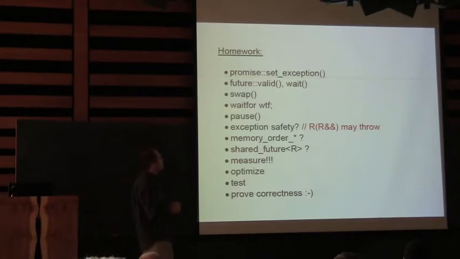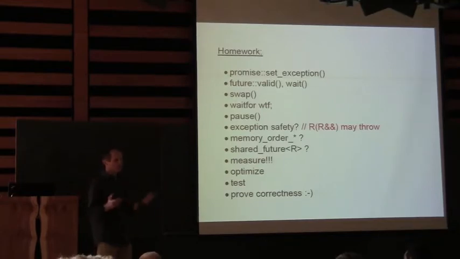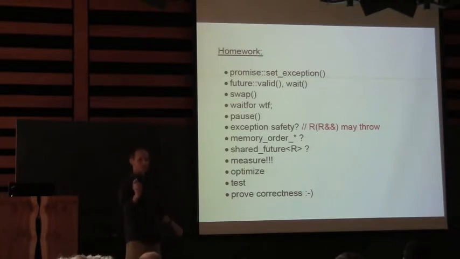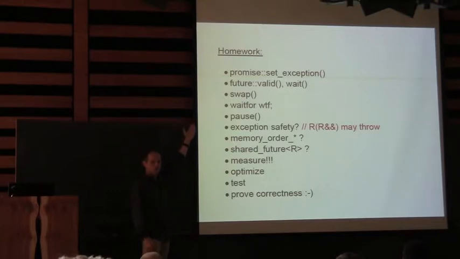So for your homework, what about set exception? Make that work. Set exception, same as set value, basically, right? Nothing to it. Valid, that's probably easy. Wait, maybe has a little trick to it, but it's hopefully easy. Swap. In the standard, promise has a swap member function, future doesn't, but yet they're both swappable. I don't know why one has a member function. How do you implement swap? Well, we implemented move, so swap is done. But I suspect you could make a better swap if you do it yourself.